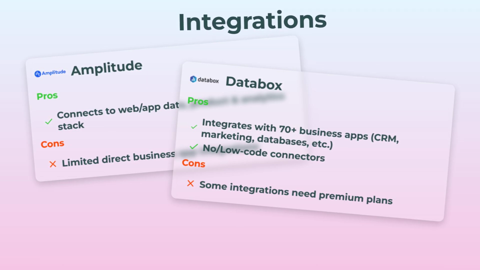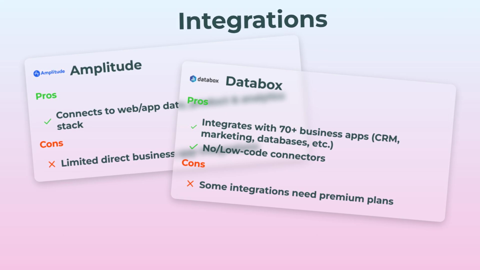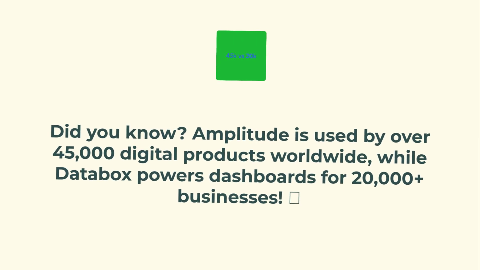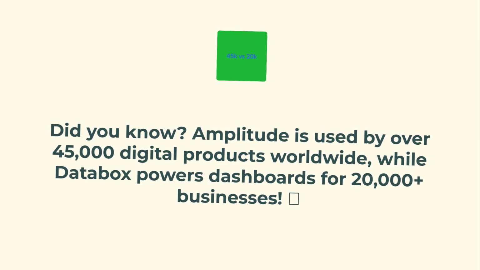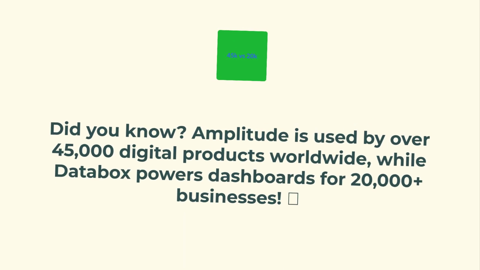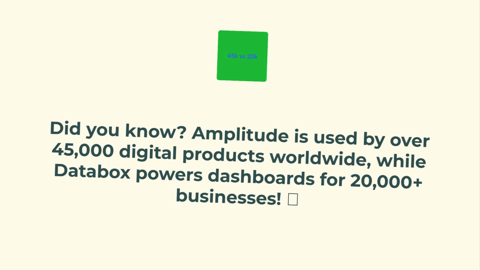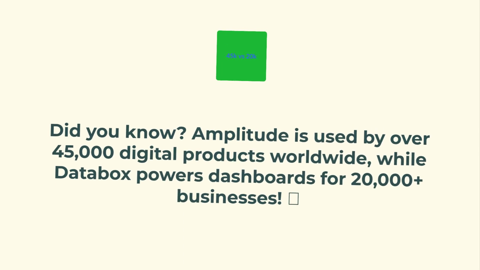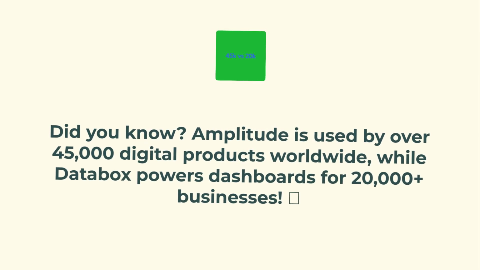Mostly no-code, low-code. Just point and click. Little catch, though. Some of those need a higher tier plan. Still, Databox wins for pure integration convenience. Oh, and here's something cool you might not know. Amplitude is used by over 45,000 digital products worldwide, while Databox powers dashboards for more than 20,000 businesses. So, tons of teams are staking their business decisions on these. Kind of puts things in perspective, huh?